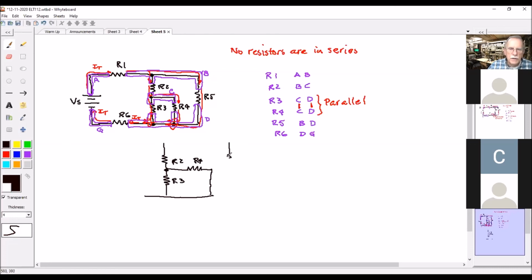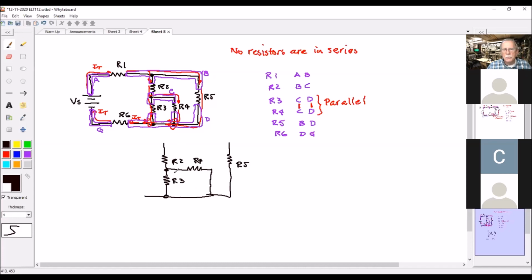And R5 was over here. All right, so if I had drawn this section of the circuit this way, it might not have been as obvious that 3 and 4 are in parallel. Here they're drawn parallel to each other.